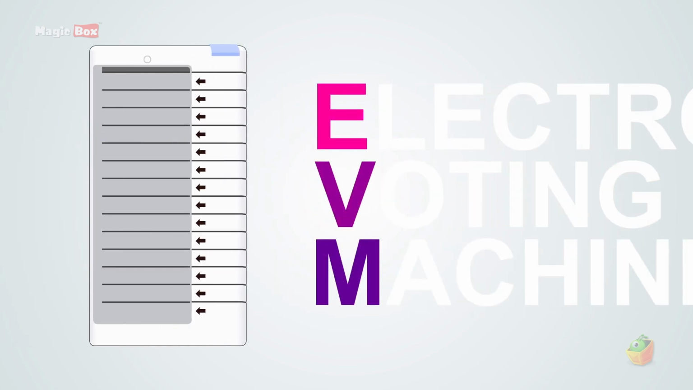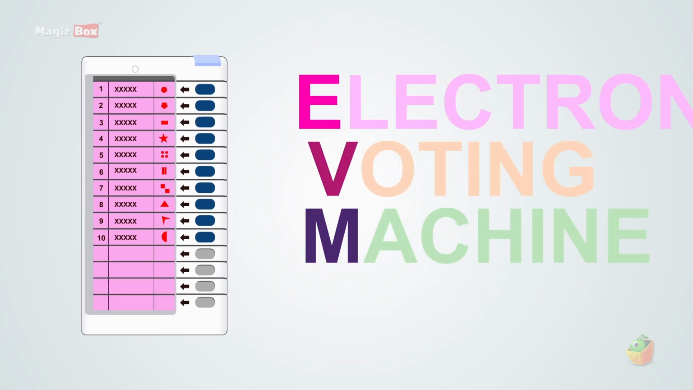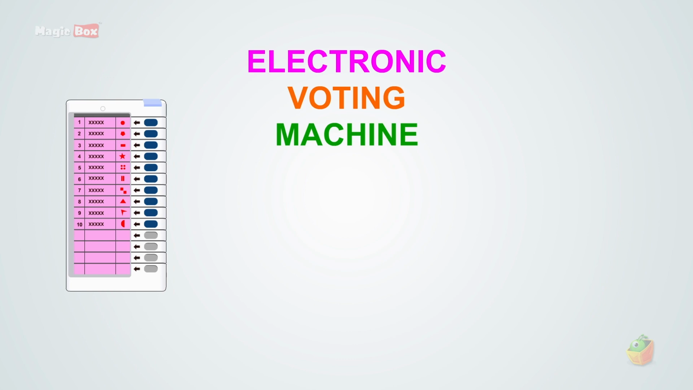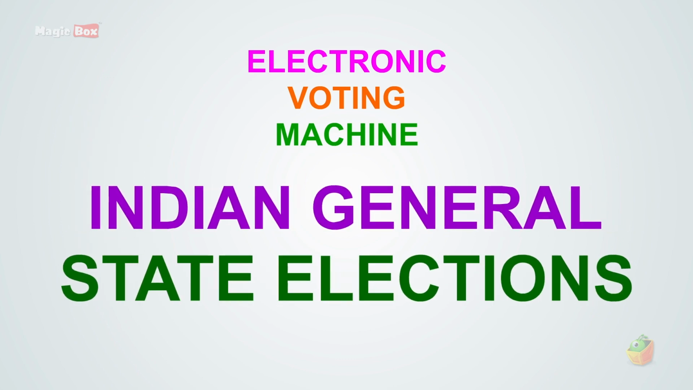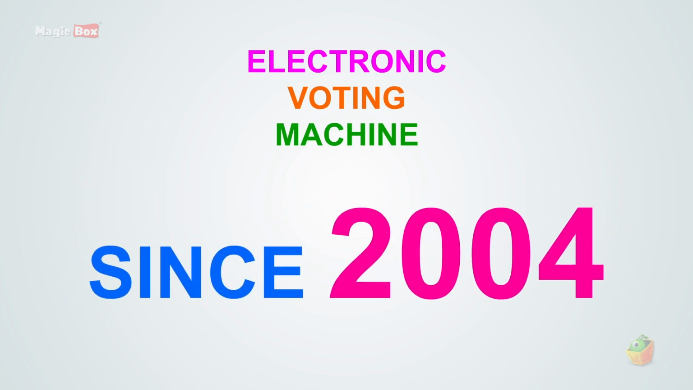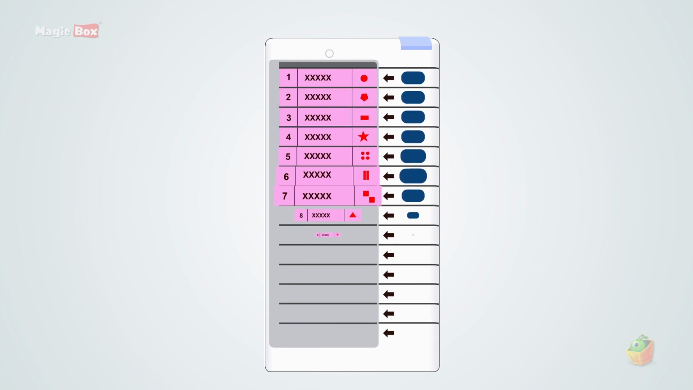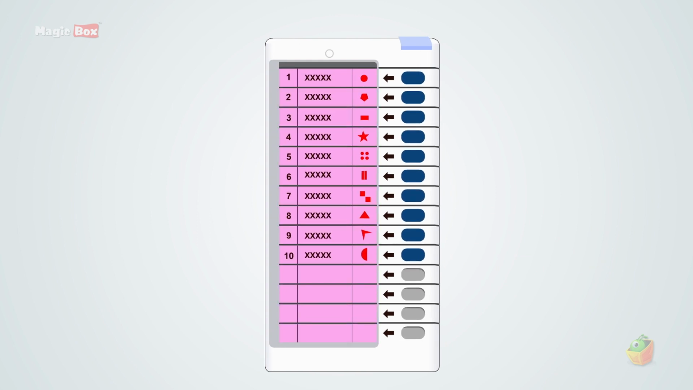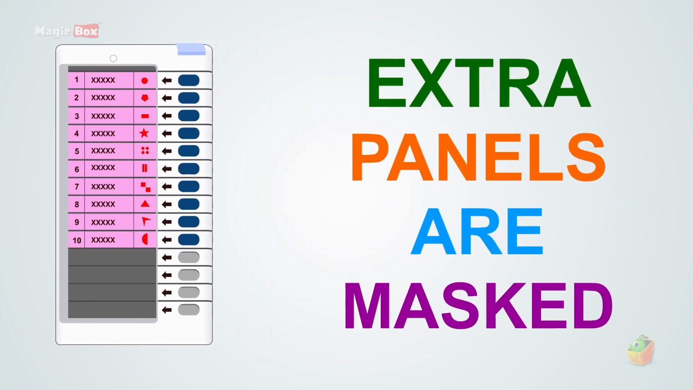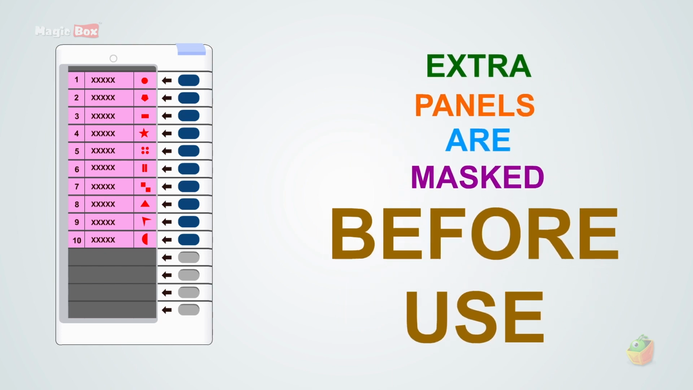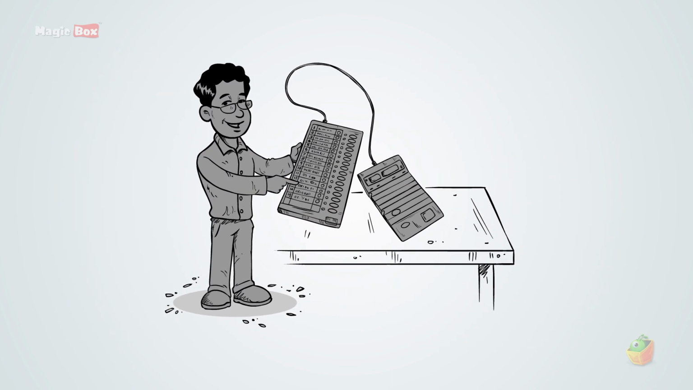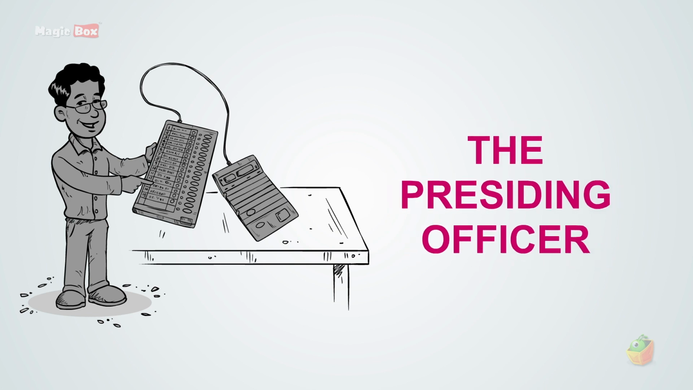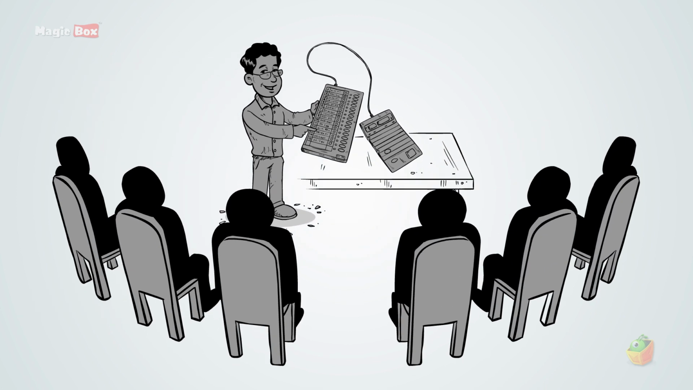Electronic voting machines (EVMs). Electronic voting machines are being used in Indian general and state elections since 2004. If the number of candidates is less than the maximum capacity of the EVM, the extra panels are masked before use. Before the commencement of the polling process, the presiding officer demonstrates to the polling agents present that there are no hidden votes already recorded in the machine.